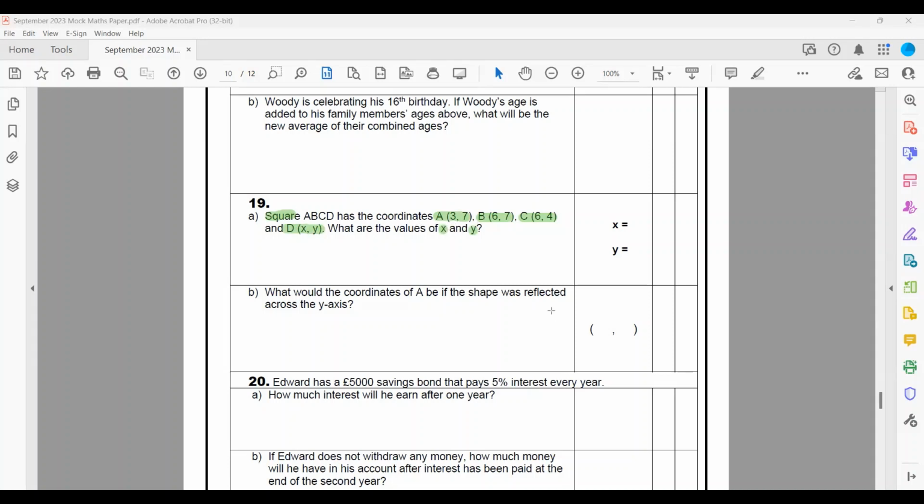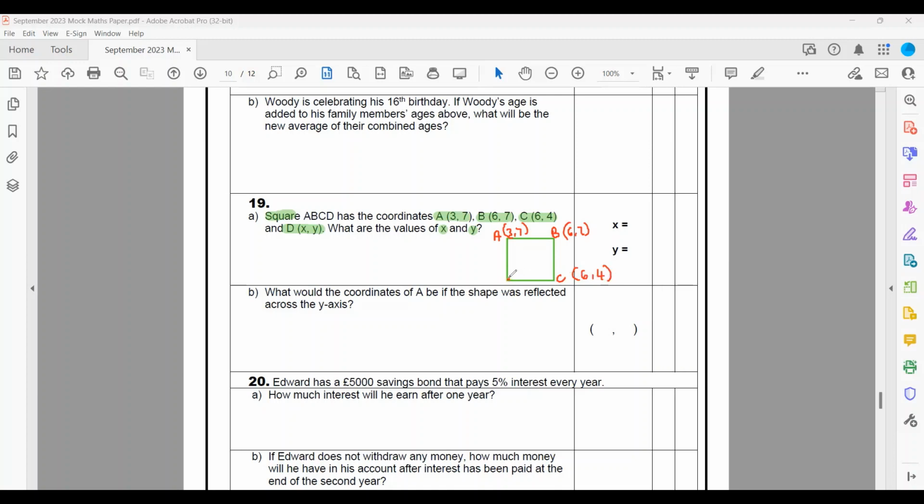Now, you can do this in a lot of different ways. If you drew your square, A would be (3, 7), so this would be A here. B is (6, 7), so we would have gone further along the x-axis to give B being (6, 7). And C is (6, 4), so again, we've gone along to 6 and we've gone up to 4. So C would be here, 6 along the x-axis, 4 up the y.